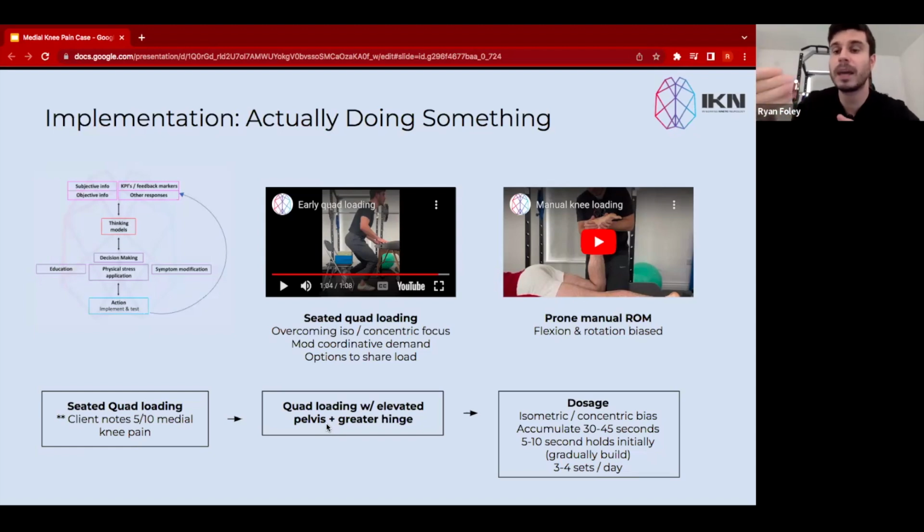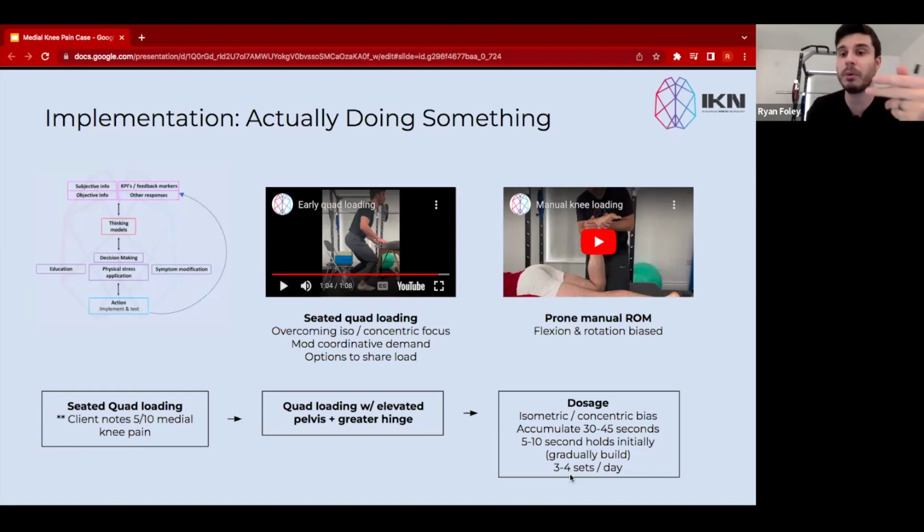Then you're not giving them that opportunity to increase that time under tension, to increase that duration, where they're getting a greater training effect outside of the clinic. Okay, and so we are gradually building from that 5 to 10 second holds, pushing for that fatigue, trying to do that 3 to 4 sets spread throughout the day initially. Okay, so remember, this is just what we're doing on the first session.